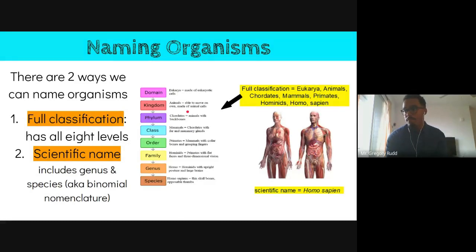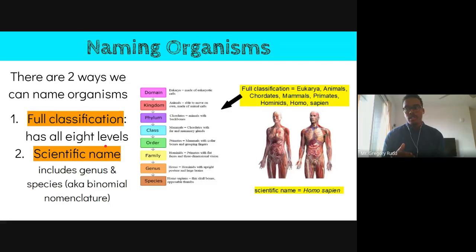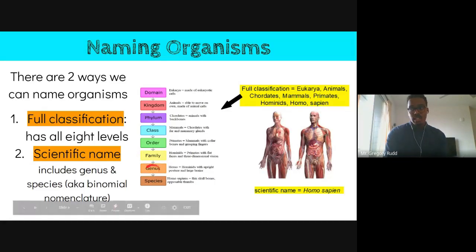All right. So here are those eight levels of classification for humans. However, it makes more sense to use the scientific name. The scientific name uses what's called binomial nomenclature, which means that it just uses two, that's what bi means, two names. That's what nomial means. Nomial is from the Latin for name. So binomial means two names. And those two names are the genus and the species. They are the two most specific levels of classification.